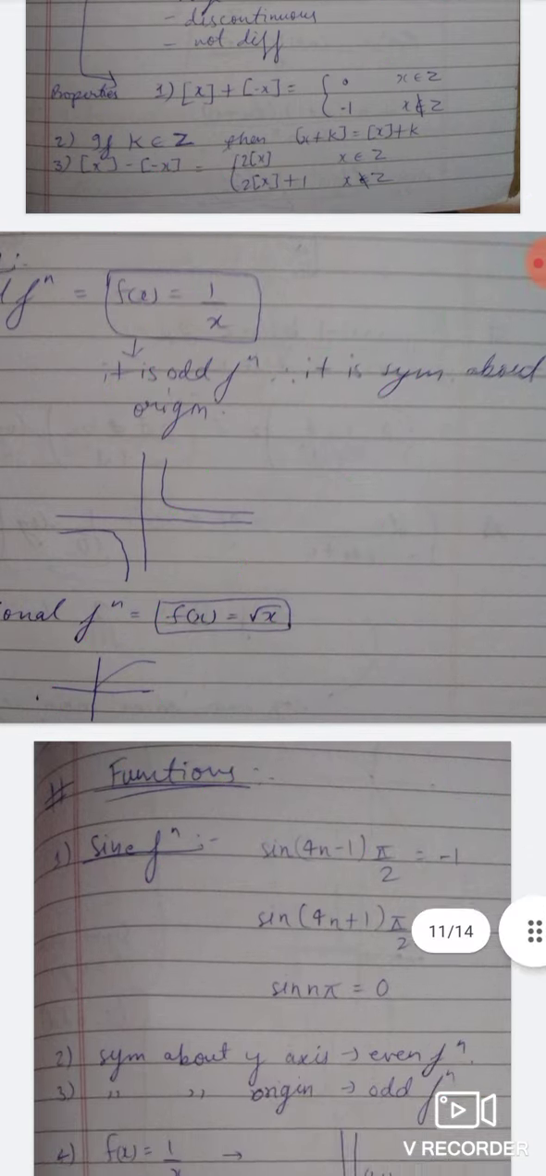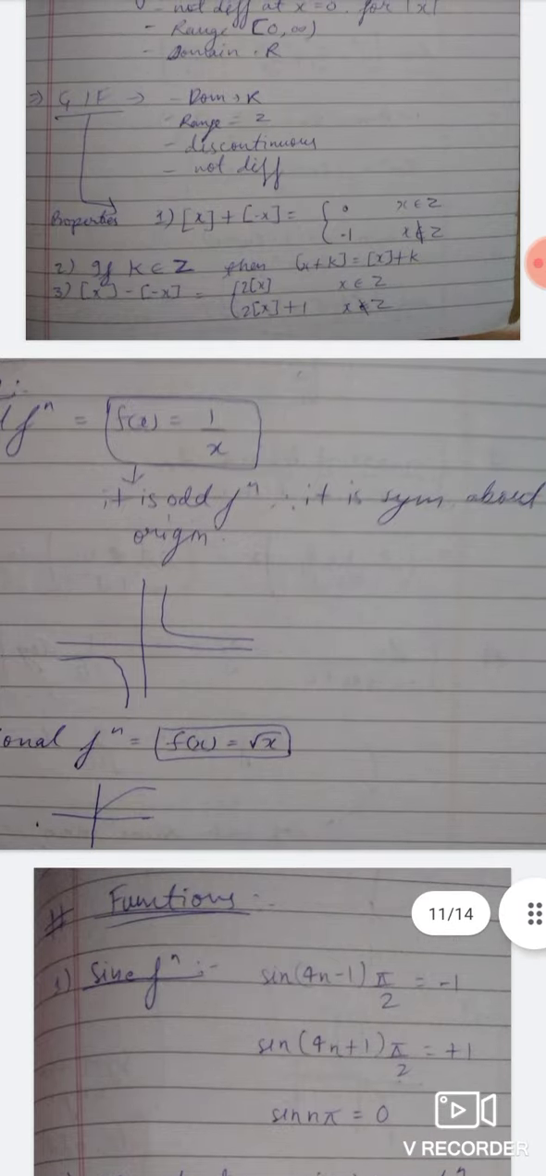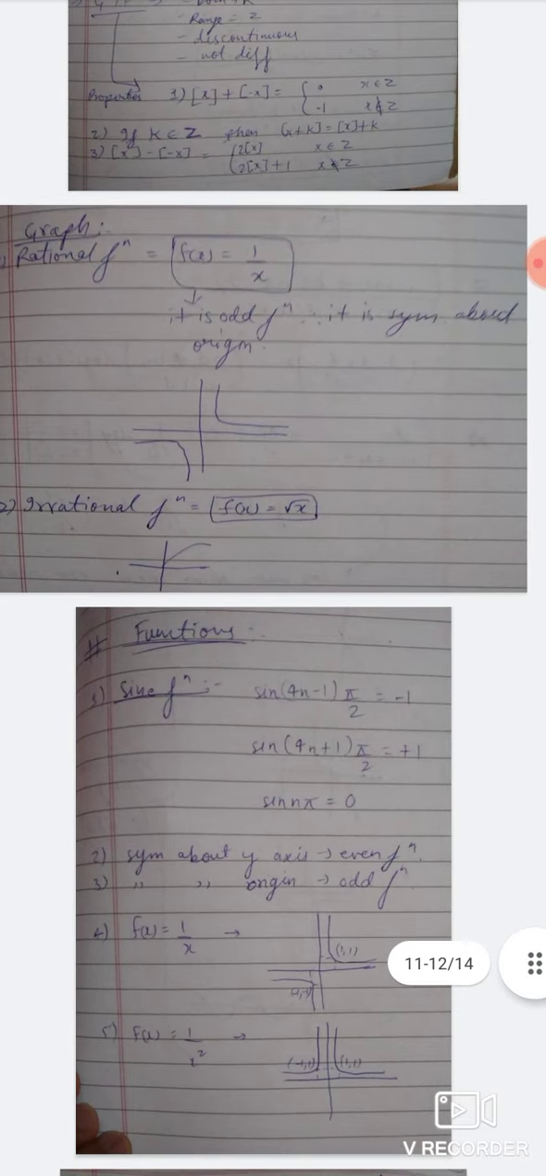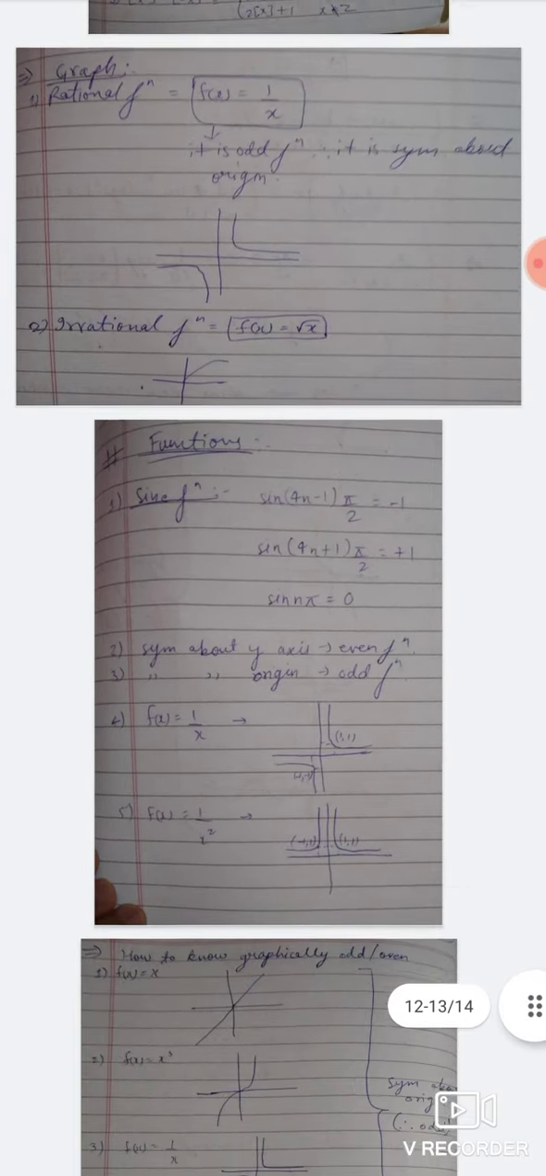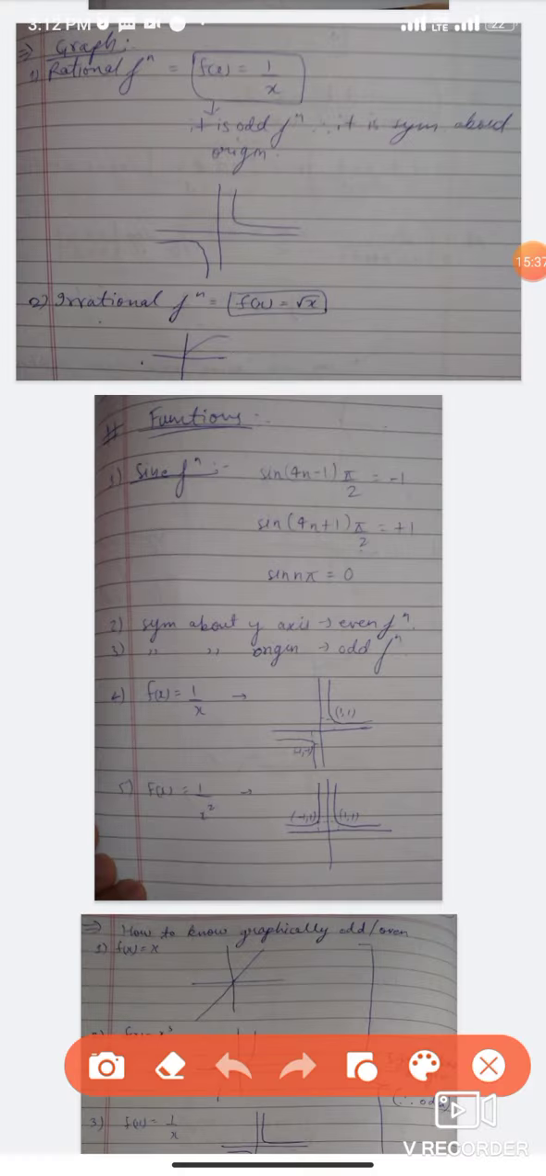The next thing you have to remember, you can read these things also, you can go through this. Another thing now, which is the most important, is that the graph of the rational function is like this. Then the graph of the irrational function will be this only, because it is under root x, so it will be here only.